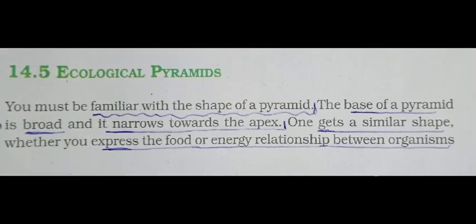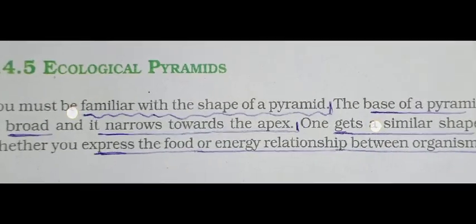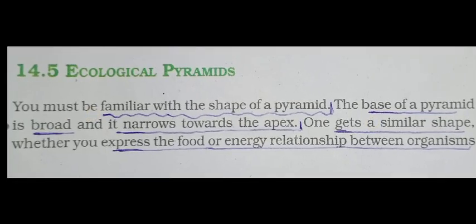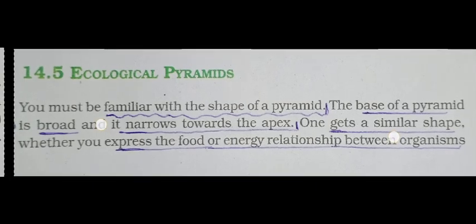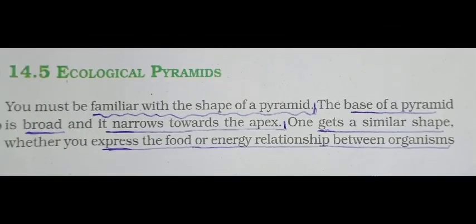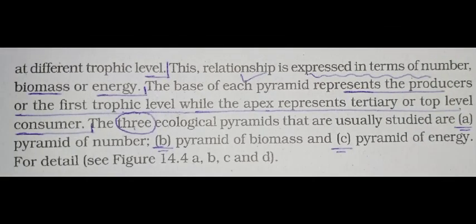Okay, if we talk about the content of your textbook, now see. Ecological pyramids, see the first point, familiar with the shape of the pyramid. The base of the pyramid is broad, it narrows towards the apex, and the next sentences are common. And now you will remember the last third sentence, three ecological pyramids, and you will remember the names: pyramid of number, pyramid of biomass, and pyramid of energy.